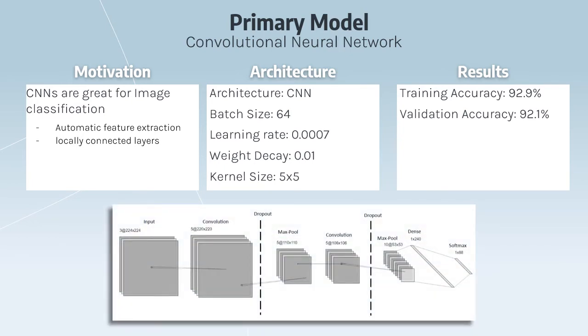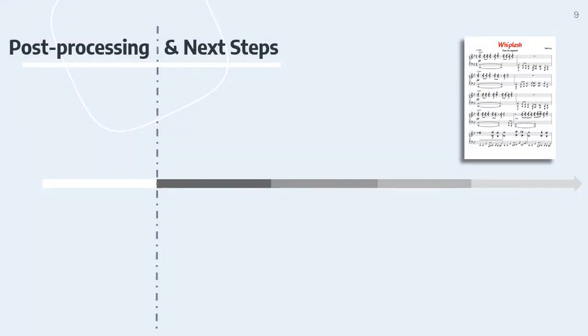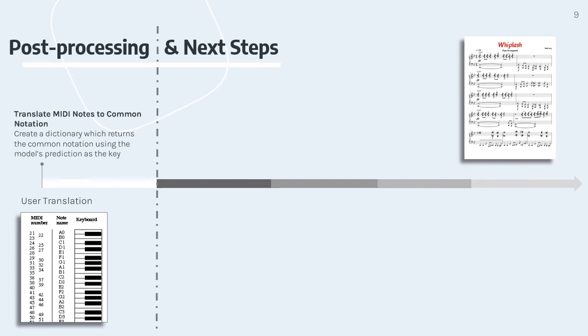The model has 9 layers total, including 2 convolutional layers, 2 max pooling layers, 2 dropout layers, 2 fully connected layers, and 1 output layer. What we would do following that final output is translate each MIDI note to the musical alphabet that most are familiar with: A, B, C, D, E, F, G.